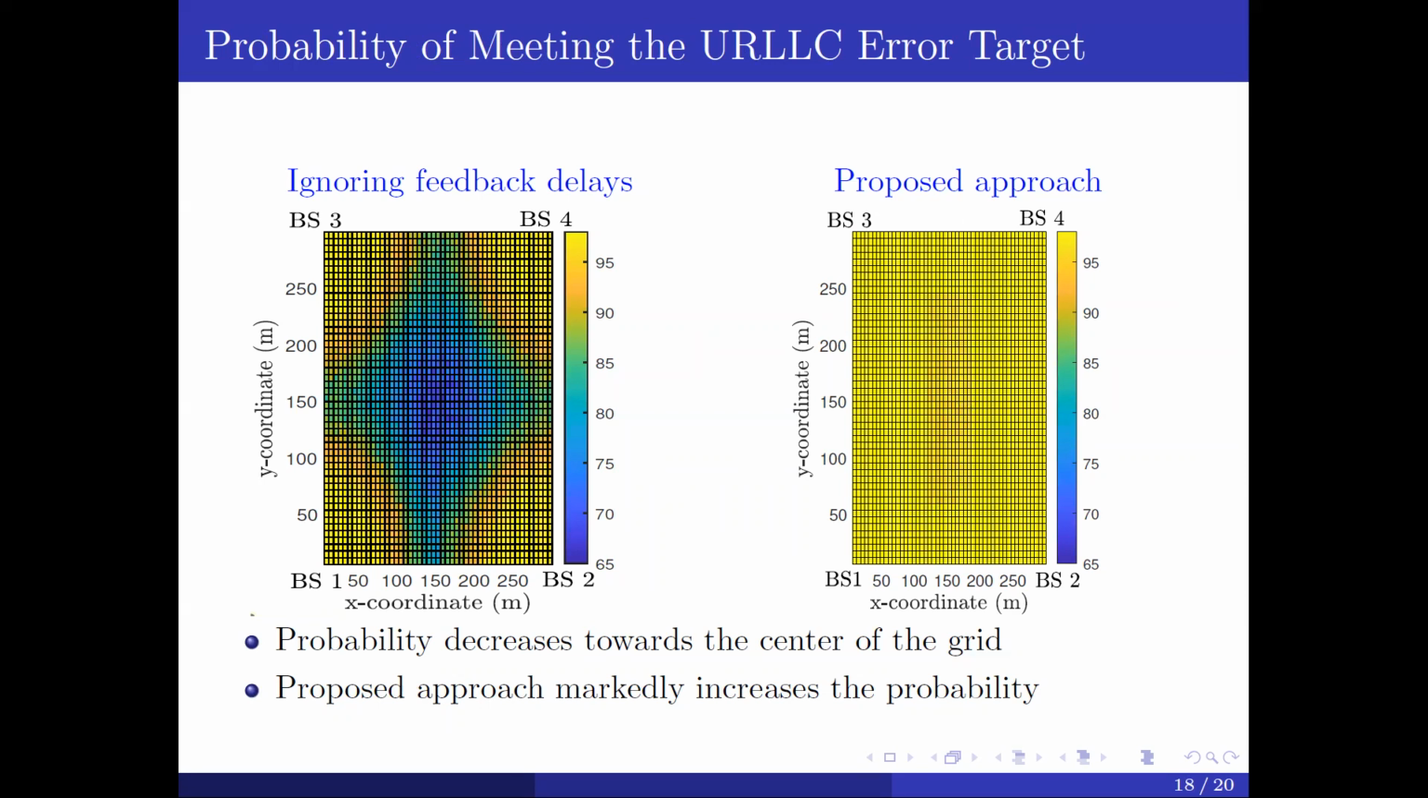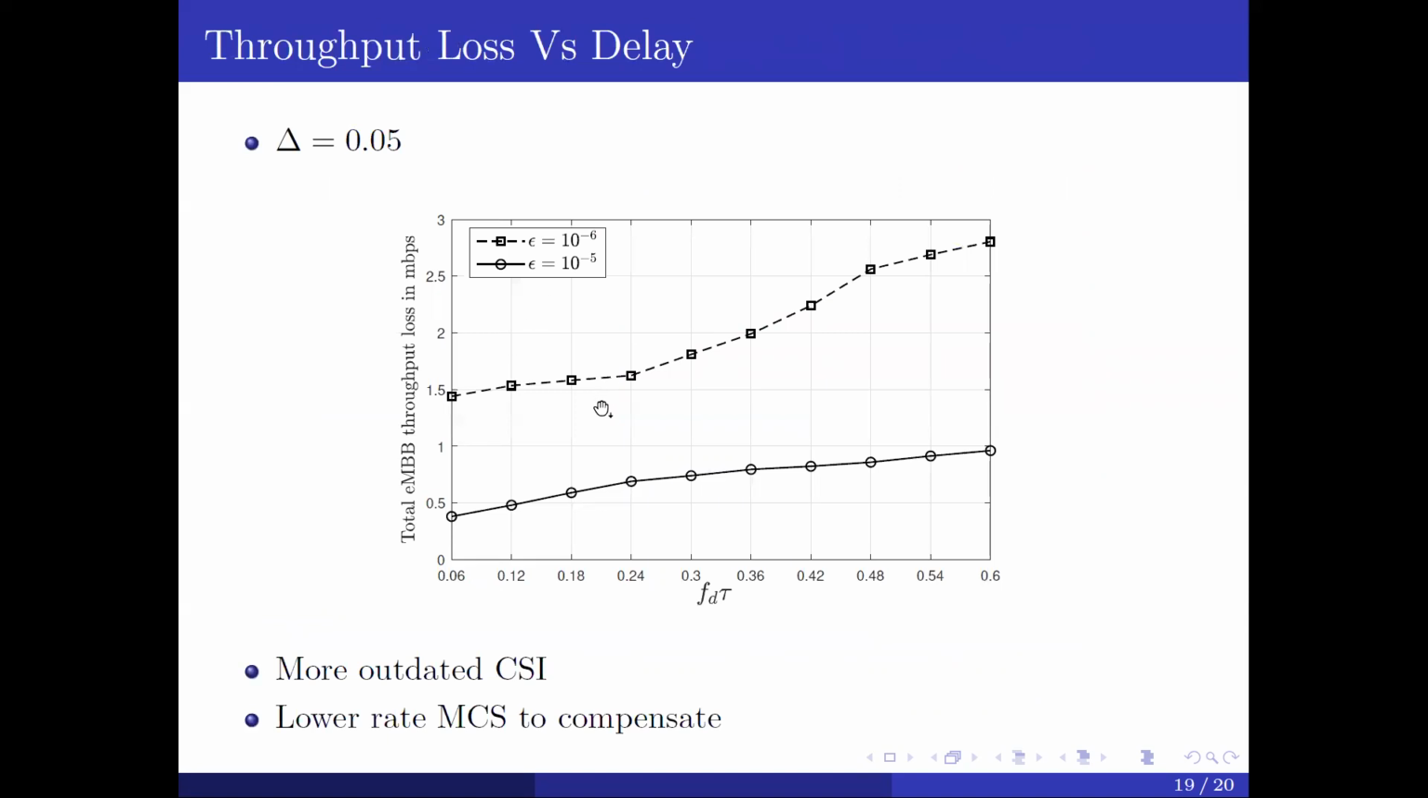Now we see the throughput loss as a function of the delay. Throughput loss is plotted as a function of f_D times tau, called the normalized feedback delay, where f_D is the Doppler spread. We can see as f_D times tau increases, the throughput loss increases. We plotted it for 2 error targets. This is because as f_D times tau increases, the CSI becomes more outdated. Therefore, to compensate for that, a lower rate MCS is selected for the URLLC user.